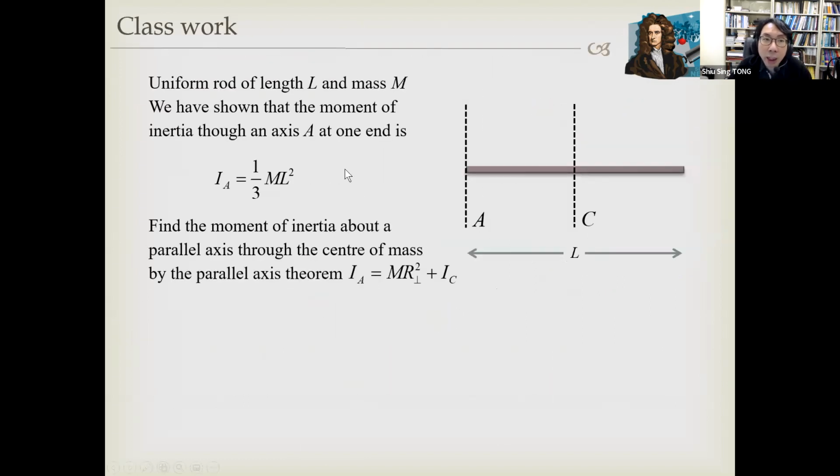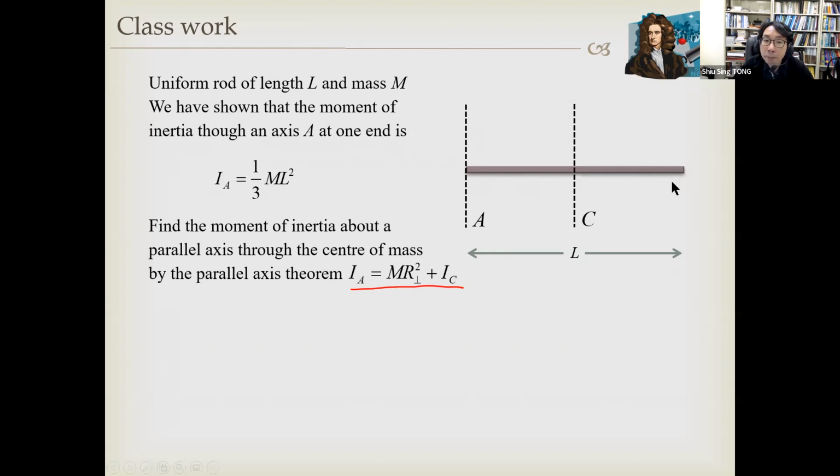Now let us use the parallel axis theorem. The parallel axis theorem says IA is equal to M R perpendicular squared plus IC. Now I have a rod, a uniform rod like this, and I already found the moment of inertia of the rod about one end. In a previous example, I used integration, right? And it is equal to 1/3 ML squared, where L is the length of the rod.